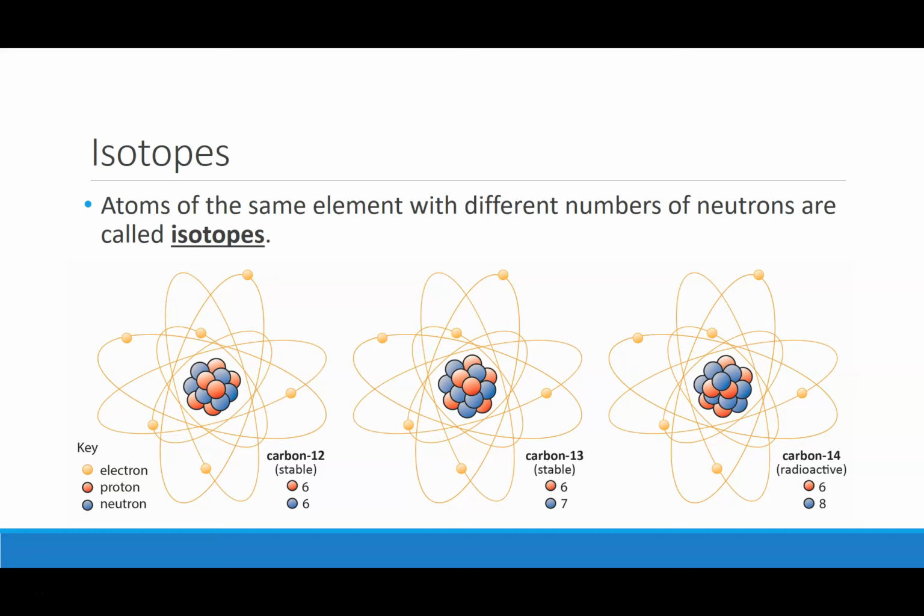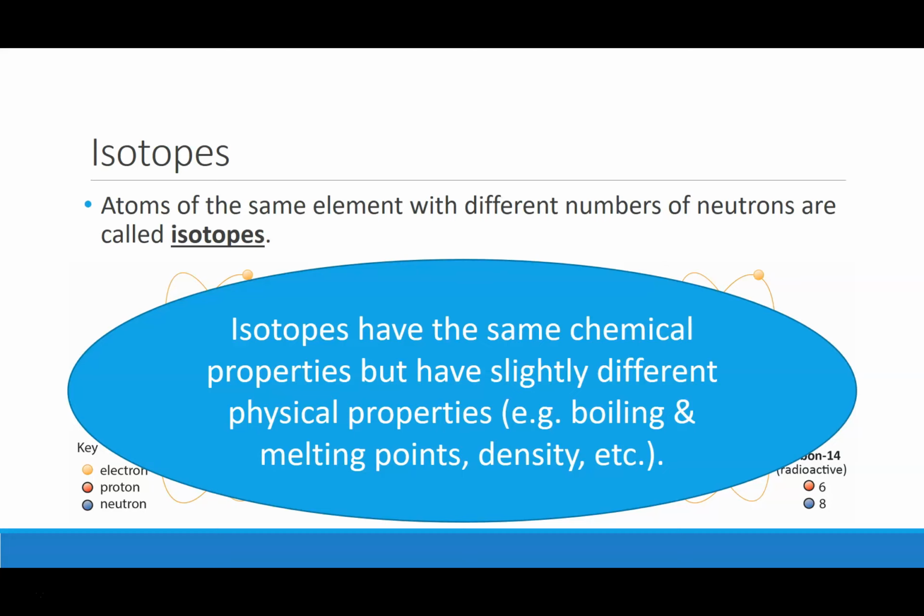Carbon-12 has 6 neutrons, which makes its mass number 12. Carbon-13 has 7 neutrons with a mass number of 13. And carbon-14 has 8 neutrons with a mass number of 14. It is important to note that isotopes of the same element have the same chemical properties but have slightly different physical properties.